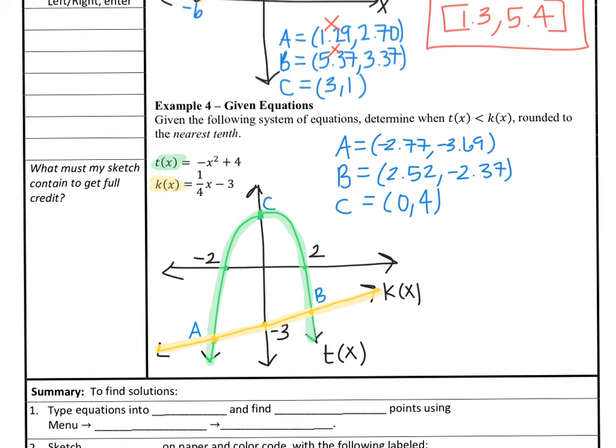So let's go back to the original question. Given the following system of equations, determine where t of x is less than, so it's not saying equal to. If it's less than with no equal to, then we're using just parentheses, so we're not including the endpoints. So we want to find out where the t of x function, the green function, or the parabola, is less than the k of x, that linear function.